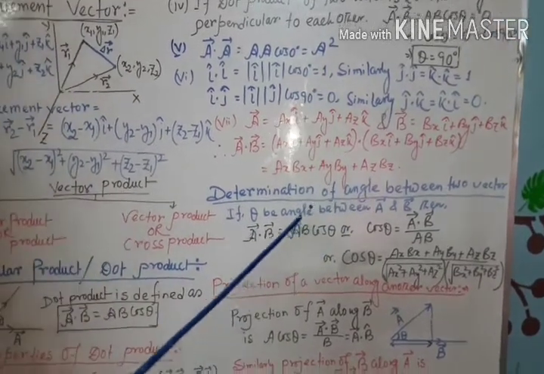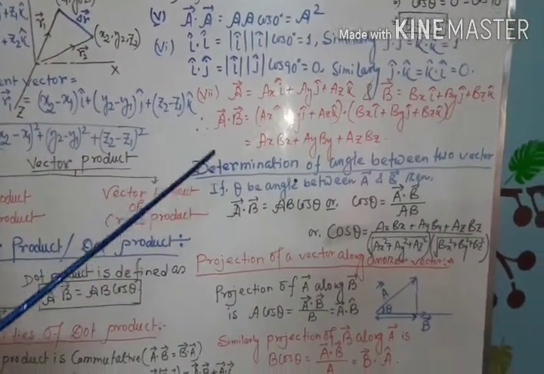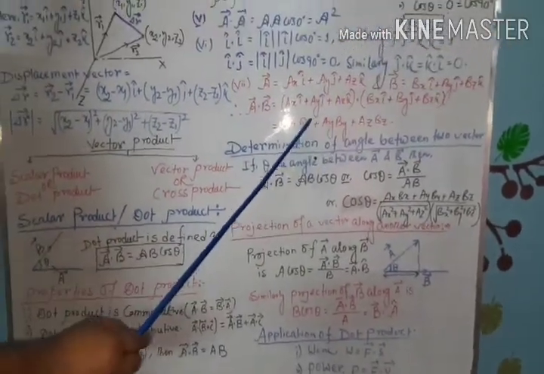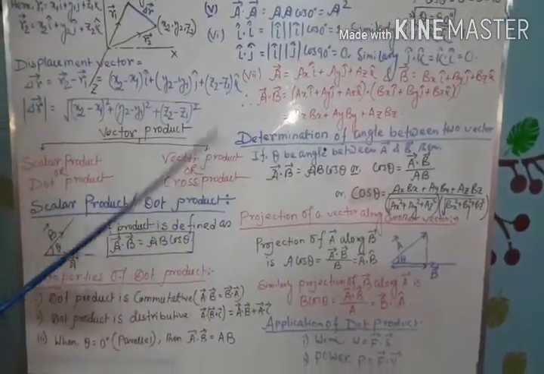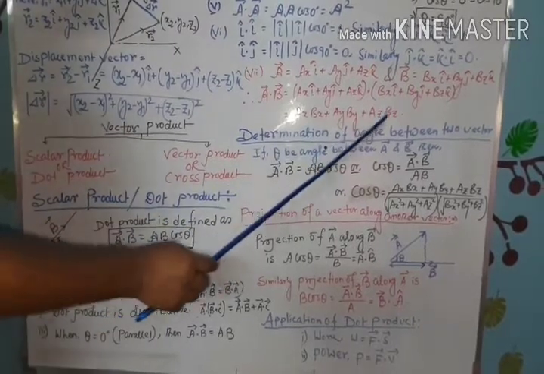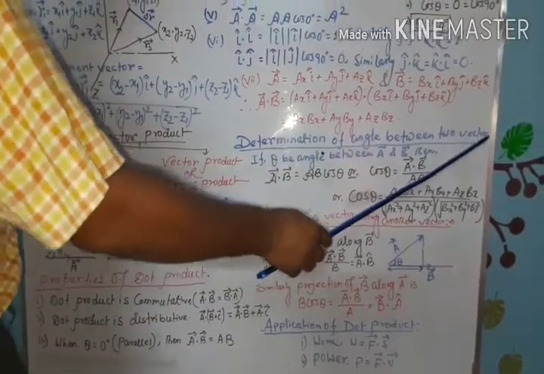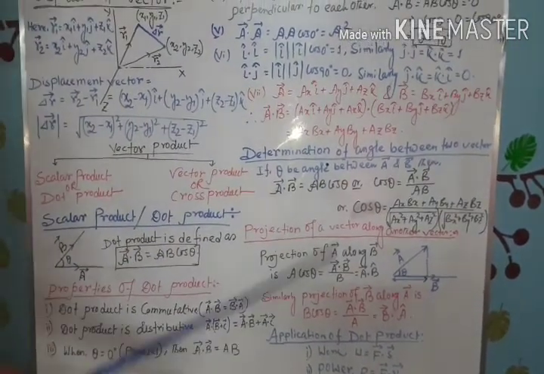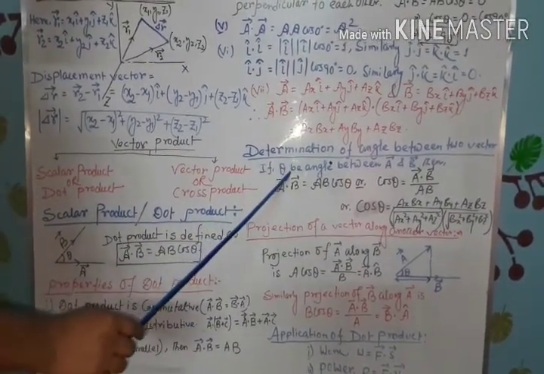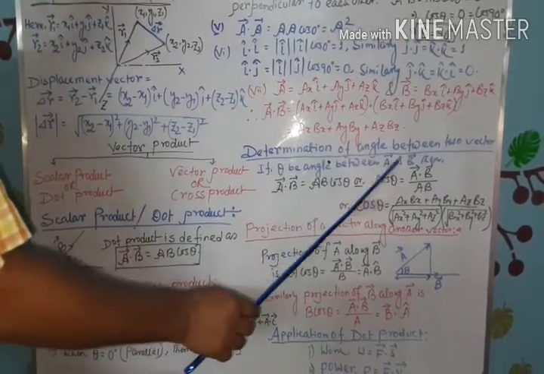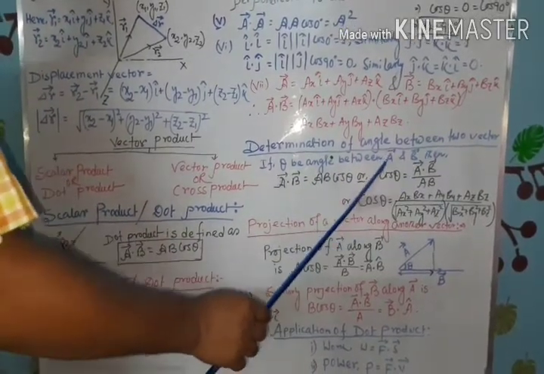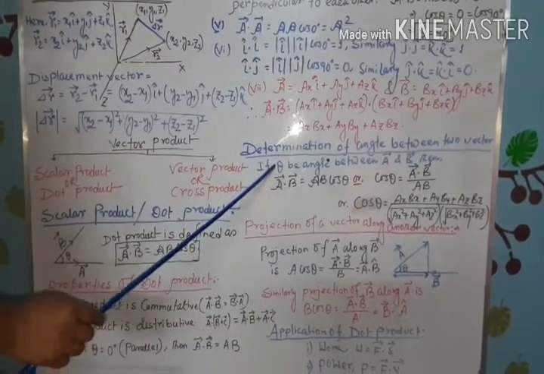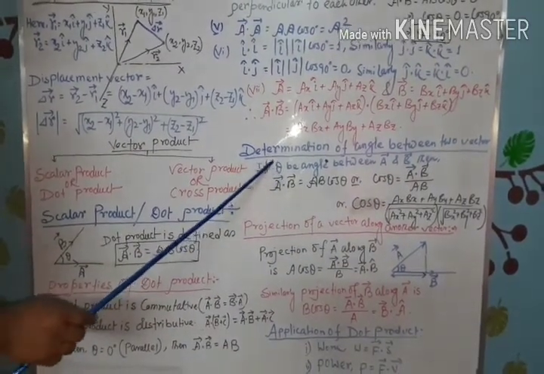Now there are important applications of the dot product you have to know. What are the important applications? Number one, you can determine the angle between two vectors using the dot product concept. For example, consider theta to be the angle between A vector and B vector. There are two vectors, A vector and B vector, and the angle between them is theta. You want to determine the value of this theta.